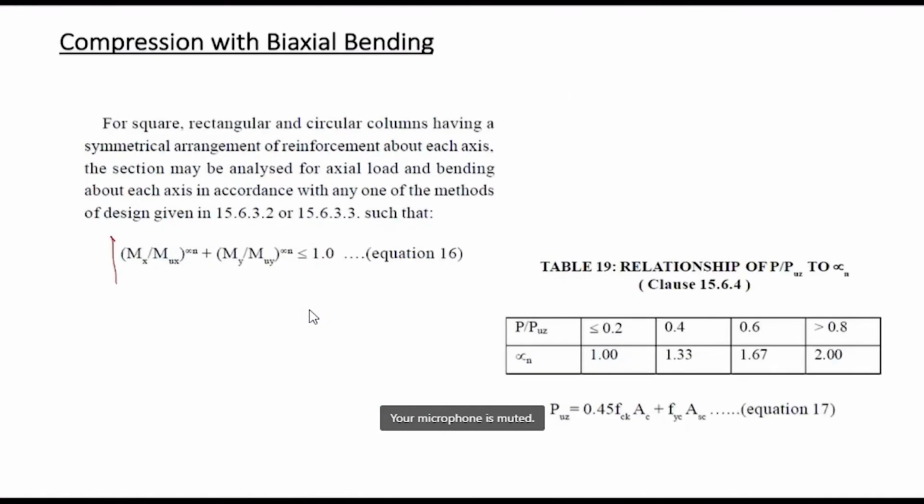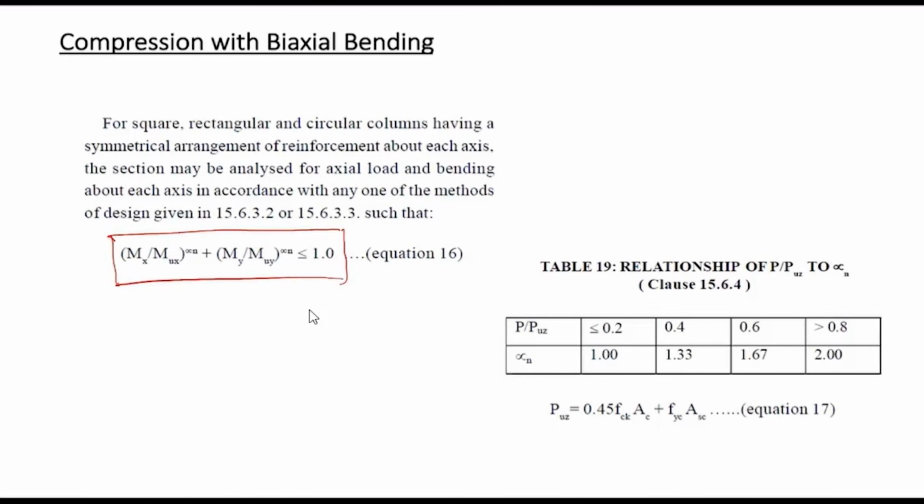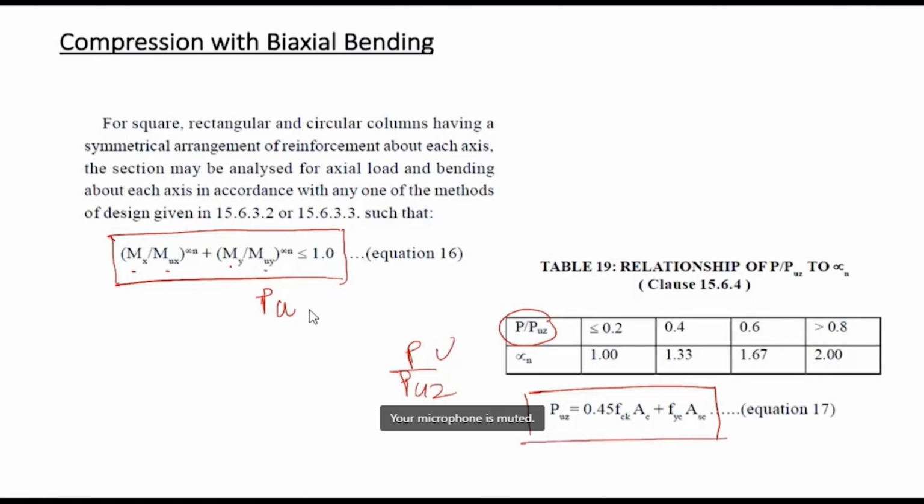Now for biaxial bending, we will do the same thing: (Mx over Mux) to the power alpha n plus (My over Muy) to the power alpha n. Mx and My are the applied moments. Mux and Muy are the moment capacities due to this axial force Pu. Then we will calculate this alpha n with the ratio P over Puz, where P is the applied load, and Puz we will calculate from this formula. Then once we get alpha n and the values Mux and Muy, we will apply this interaction equation to see whether our section is capable of taking these loads or not.